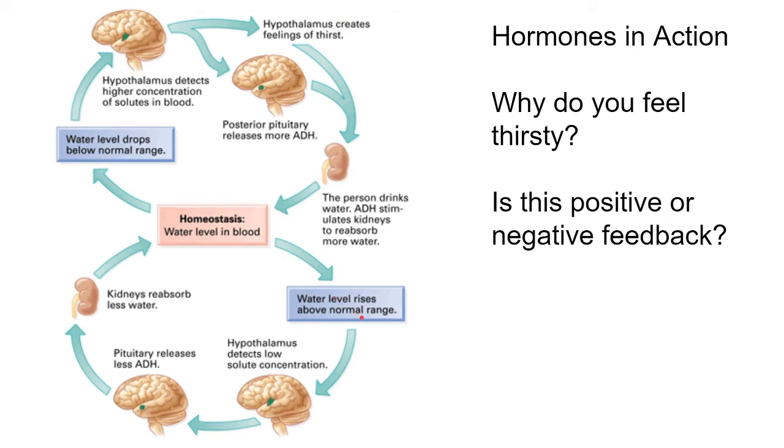Now, if you have too much water, the hypothalamus detects low solute concentration, so there's not as much dissolved in the blood and there's too much water. So the pituitary gland will release less of that ADH, which tells the kidneys not to absorb as much water, and then you need to go pee.